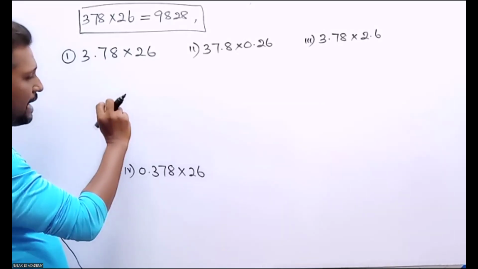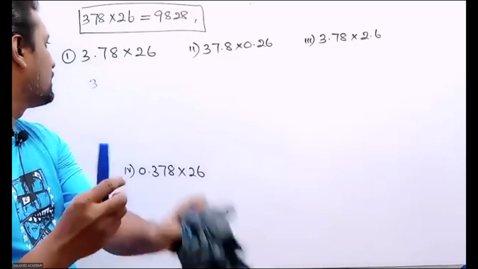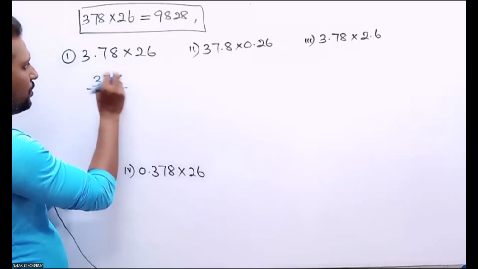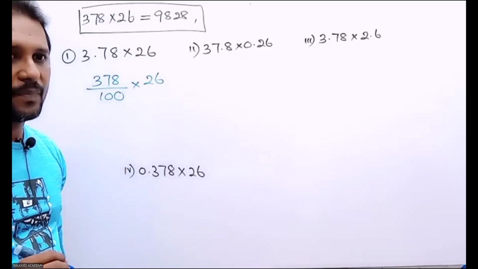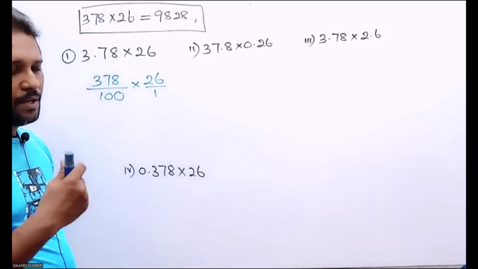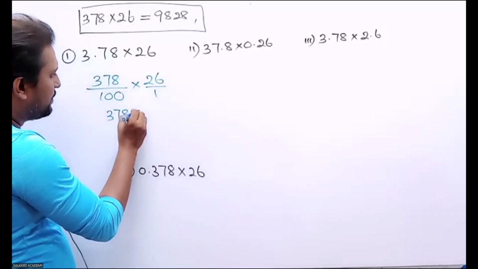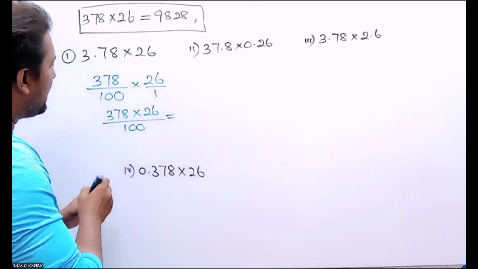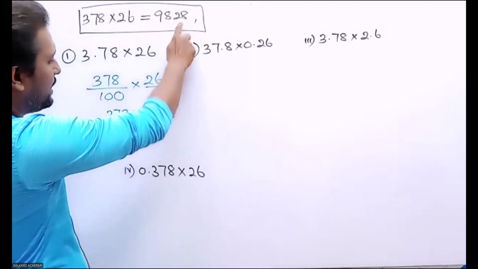3.78 you can write as a fraction. How can you write it as a fraction? 378 over 100. 378 over, this one has two decimal places, no? 100 multiply 26. Right, 26 you can write as 26 over 1. Any whole number you can write as a fraction with the denominator 1. Then what you can do, these two you can multiply. 378 multiply 26 over 100 multiply 1. Then look at 378 multiply 26. The answer is 9828.